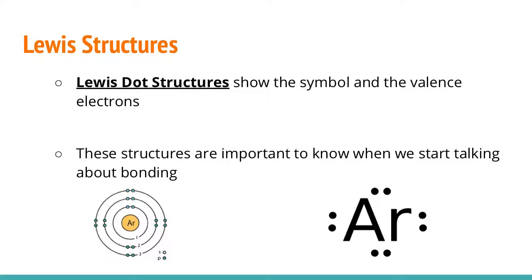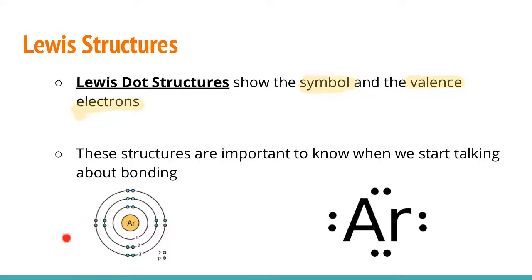Now that you guys have a basic understanding of what the 2 types of bonds are, we're going to talk about how we can draw these things, and we're going to draw them as Lewis structures. A Lewis dot structure shows the symbol and the valence electrons. So we see the symbol and the valence electrons when we draw Lewis dot structures. These structures are important to know when we are talking about bonding.